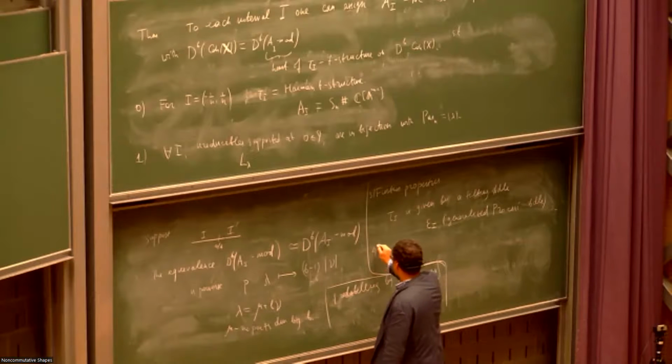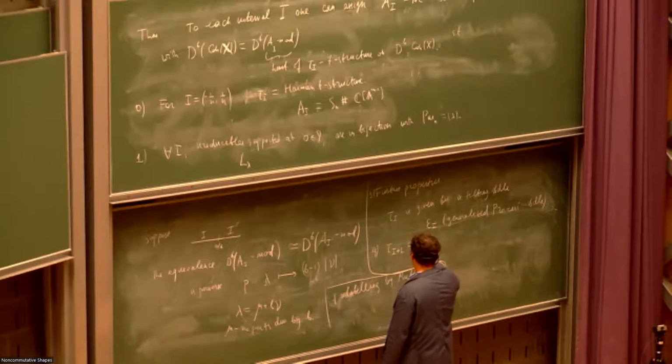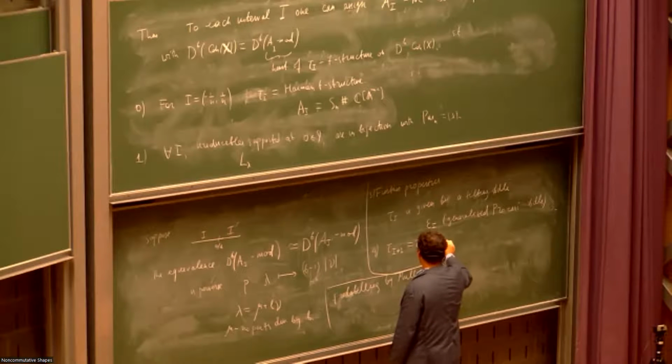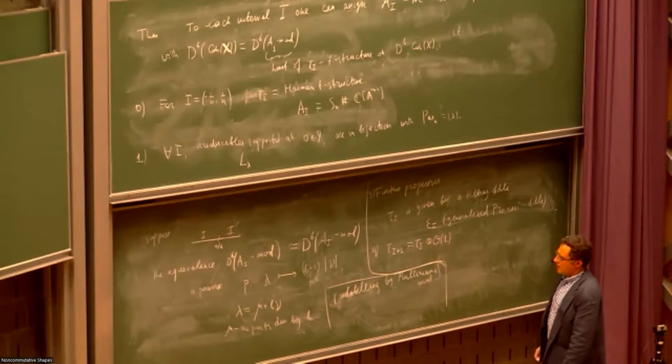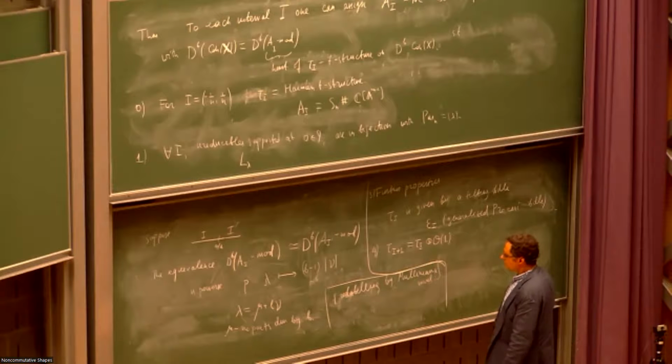Four is, well, just an easy property. Everything is obviously periodic with shift by one, so tau I shifted by one is something like this.